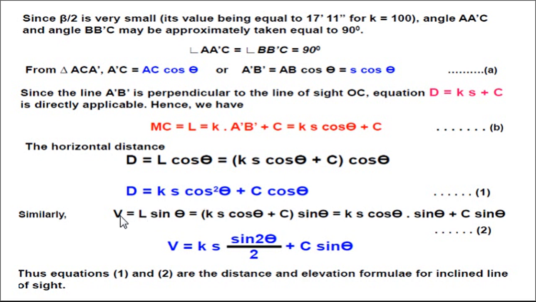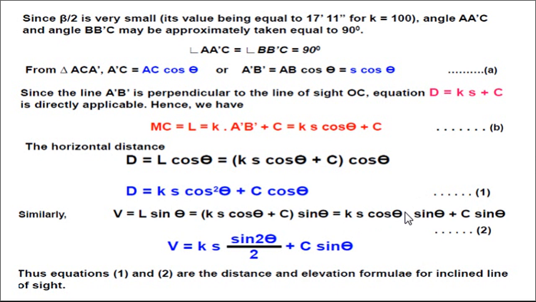Similarly, we can calculate V. V is nothing but the vertical distance between the horizontal line of sight and the central hair. So V is equal to L into sine of theta, by simple trigonometry, which is K into S into cos theta plus C cos of theta into sine of theta. We have just substituted the value of L here. So we get K S cos of theta plus C into sine of theta, which is K into S into cos theta into sine theta plus C sine of theta.